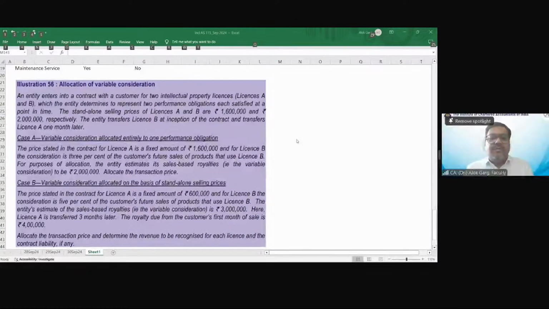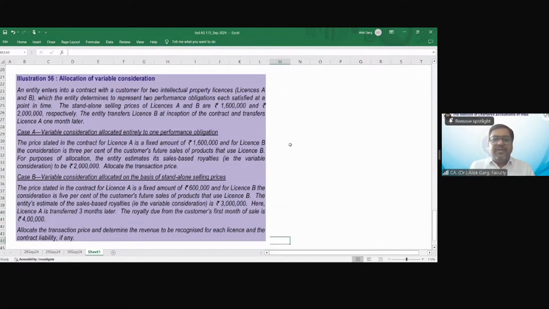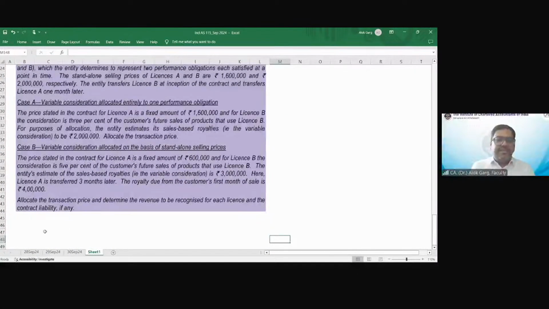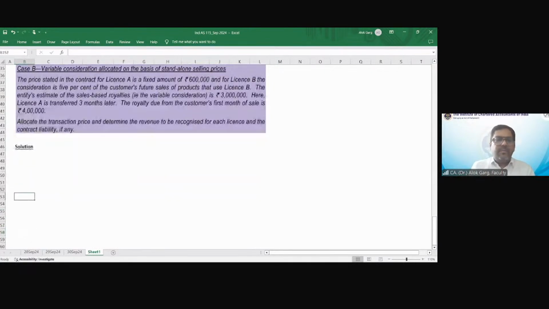So let's talk about case A. What is given in the question? It is given that there are two licenses. There are two performance obligations, two POs: license A and license B.